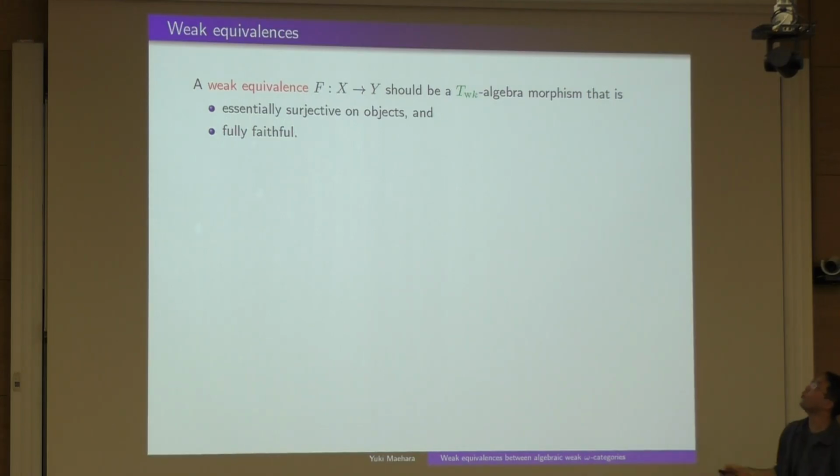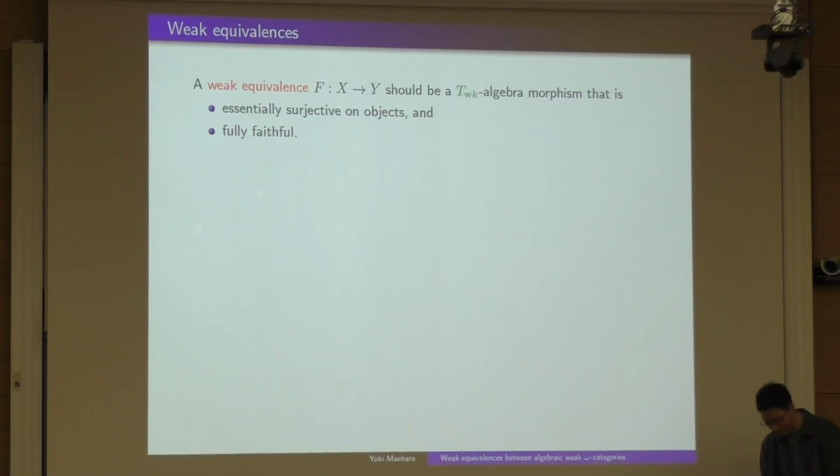So a weak equivalence is a map between weak omega categories. So this is strictly functorial, by which I mean an algebra morphism between these algebras for this monad Weak. And we want to talk about these omega functors that are essentially surjective on objects and fully faithful. Hopefully, you think this is a reasonable notion of weak equivalence. Well, but exactly what do I mean by these conditions?